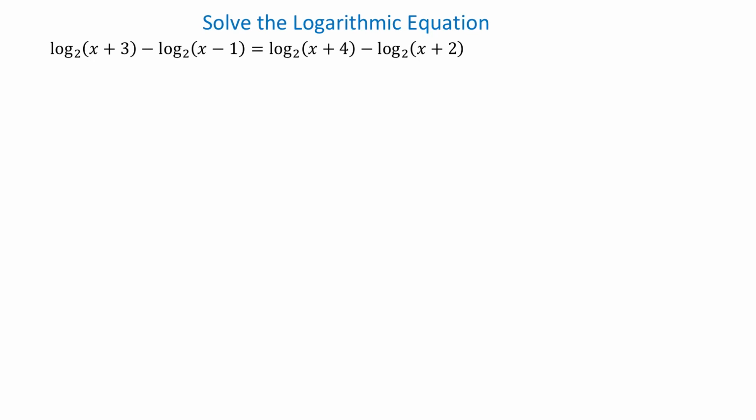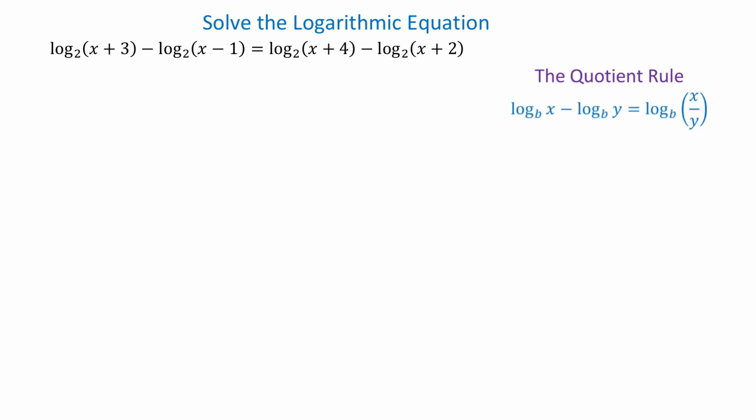Hello! In this video, we will solve the logarithmic equation log base 2 of x plus 3 minus log base 2 of x minus 1 equals log base 2 of x plus 4 minus log base 2 of x plus 2. As you see, on each side of this equation, we have a difference of two logarithms. Therefore, we will start by using the quotient rule to condense these logarithms on each side.